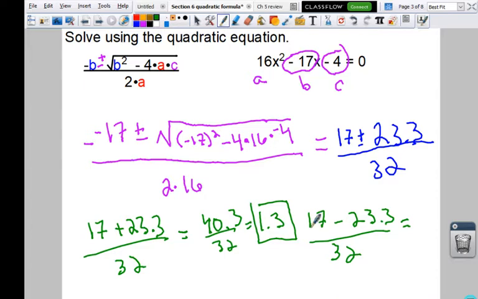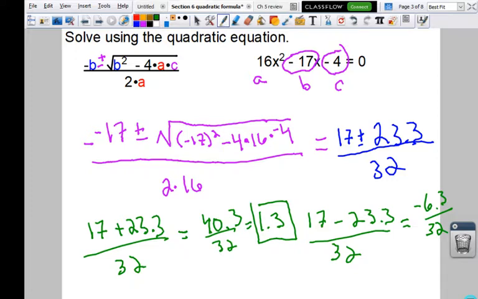And on my second one, I'm going to go 17 minus 23.3. Negative 6.3, right? Negative 6.3 divided by 32. Just like before, I'm going to plug that into Desmos.